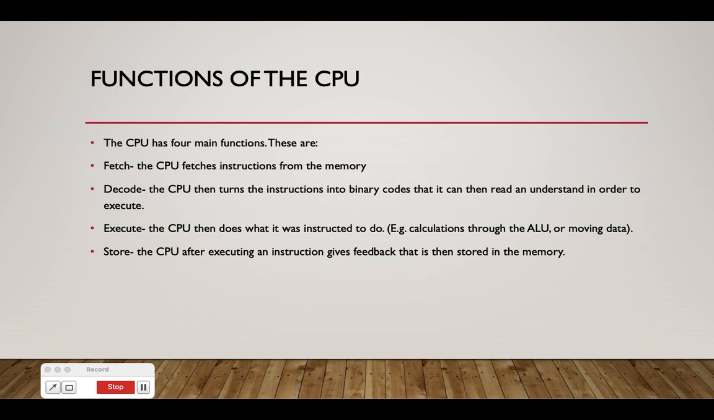The CPU has four main functions, which are to fetch instructions from the memory, decode the instructions into binary code that it can then read and understand in order to carry it out, execute, carry out what it was instructed to do, and store, which is like storing feedback in the memory.